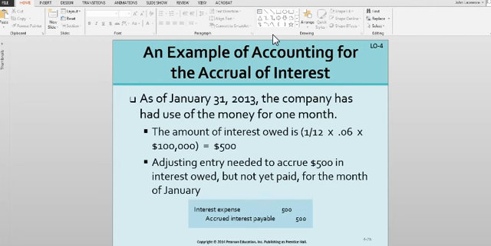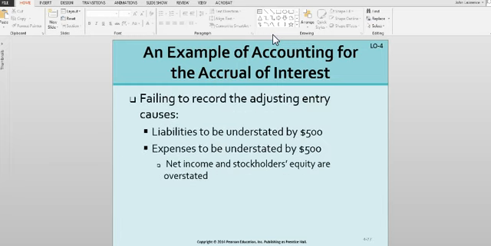If you then make that same entry at the end of February, March, April, May, all the way through the end of December, at the end of December you'd effectively have $6,000 in accrued interest payable and $6,000 in interest expense. When you then pay down that accrued interest payable, you'd be debiting accrued interest payable for $6,000 and crediting cash for $6,000. Again, at the end of each month, your accounts will be properly stated and you'll avoid understating net income by not recording the proper interest expense. Okay.